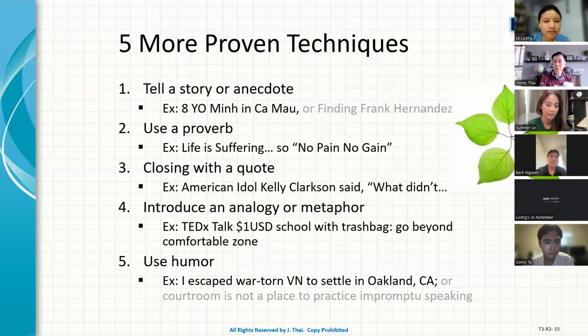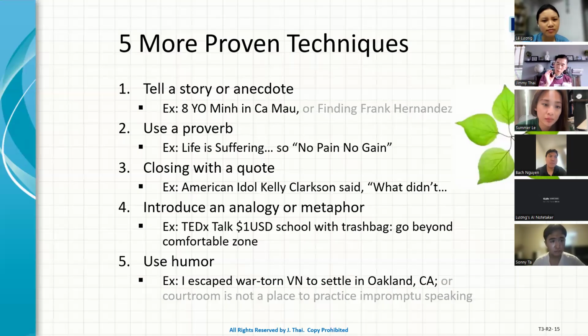Number 3, a very interesting one. Sometimes people like singing. You can say, hey, everybody knows Kelly Clarkson, right? And what's she famous for? What doesn't kill you makes you stronger. That could be a lead-in to motivate people to overcome all the obstacles in their life.